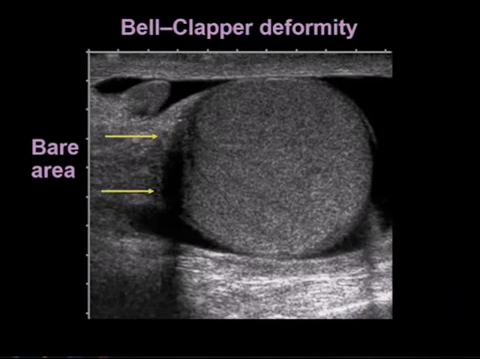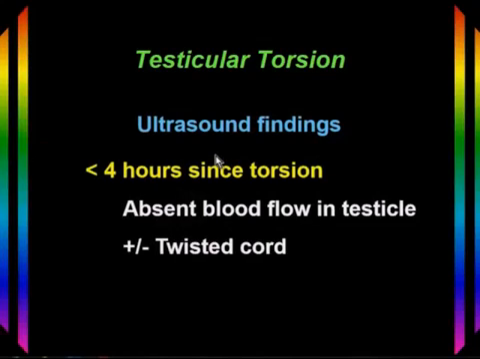This is a patient who has a bell clapper deformity. You can see that there's a small hydrocele, that is fluid in the scrotum around the testicle, allowing us to see the entire bare area for this testicle. And you can see it's quite narrow. This is the only attachment of the testicle to the scrotal wall. So this could twist on itself, particularly in the presence of this hydrocele.